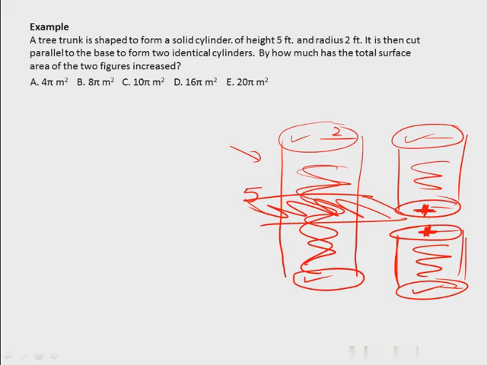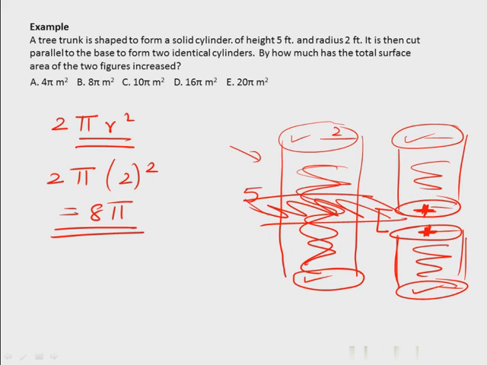So what's the change? The change is these two areas. Each is a circle. So each has area pi r squared. So the change is 2 pi r squared totally. So 2 pi into radius 2 square, that's 8 pi. So my change in surface area is 8 pi meters square. Answer is B. Neat way of doing it. I see what the change is and I only calculate the change. I didn't have to calculate entire surface areas.